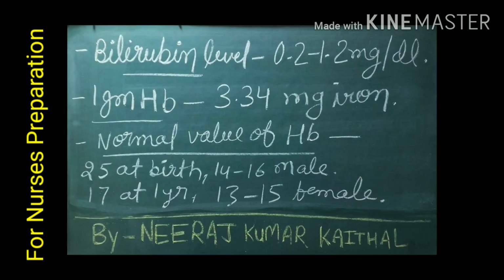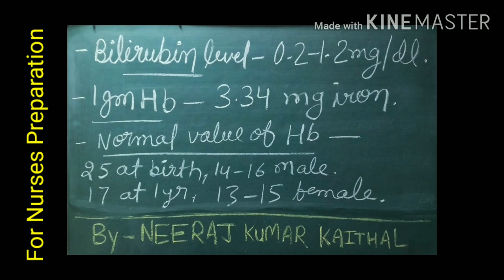Normal bilirubin level is 0.2 to 1.2 mg per dl. 1 gram hemoglobin contains 3.34 mg iron.